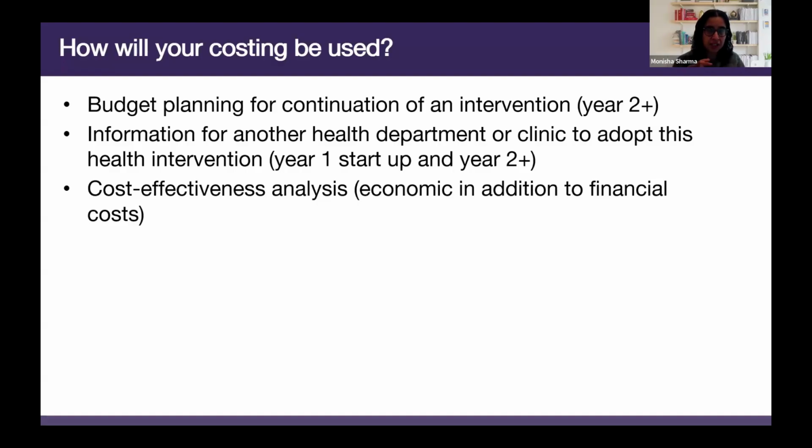If you're interested in understanding the full costs because you're going to provide this information to another health department or a clinic who might be interested in adopting this intervention, you'll want to include the year 1 startup costs as well as the continuation costs. So the startup costs are higher in year 1 because you're hiring, training, buying equipment, and then year 2 gets cheaper. So depending on where you are in your intervention and what the goals are of your costing, that might change what you're interested in collecting. And then, of course, if you have a cost effectiveness analysis, you would have to be much more detailed about collecting your costs and collect economic in addition to financial costs.